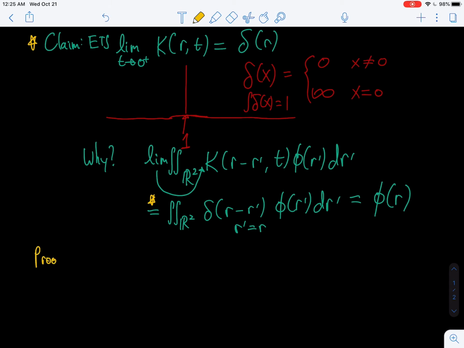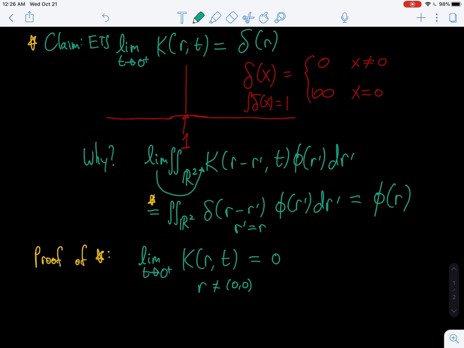So here's the proof. First of all, it's easy to show this part, that the limit as t approaches 0 of K at any non-zero r, okay, by 0 I mean origin. If r is not the origin, then my claim is that this is going to be 0.